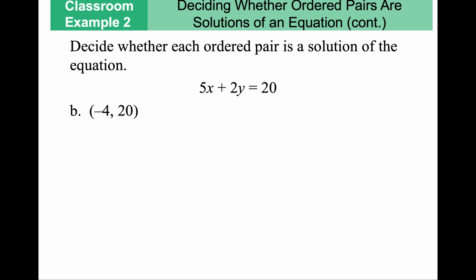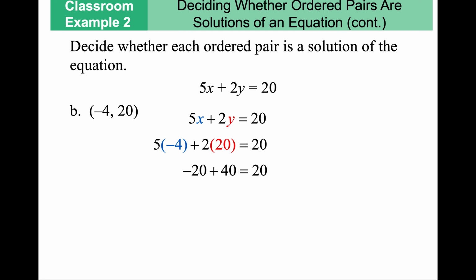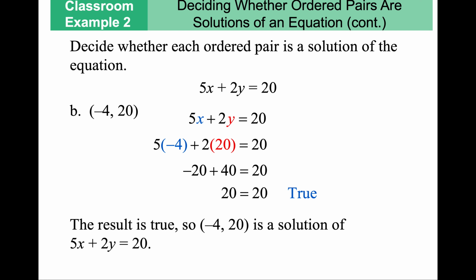What about this one? Well, let's do the same thing. Replace your x and your y. Go ahead and simplify your calculations. And I get 20 equals 20, which is true, which means that yes, this is a solution of 5x plus 2y equals 20. What does it mean to be a solution? It means if I graph this line, that point is actually on the line.